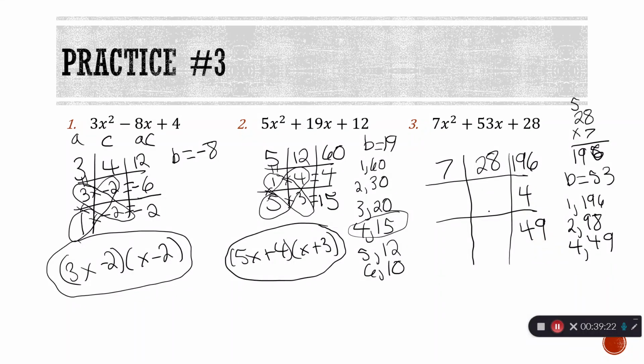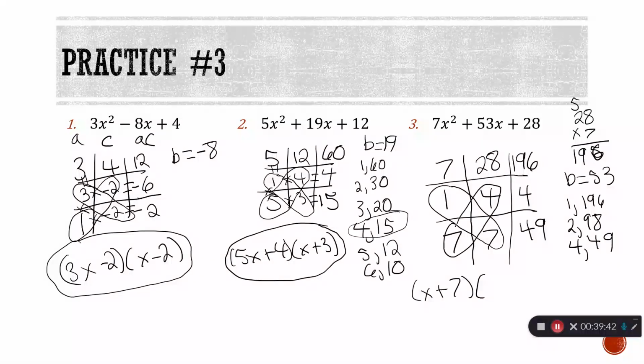Okay, so what number do 7 and 49 share? 7. Awesome. 7 times what gets me 7? 1. 1 times what gets me 4? 4. 7 times what gets me 49? 7. So there we go. So we have x plus 7 and 7x plus 4. And it does not matter which order you write these in. Okay?